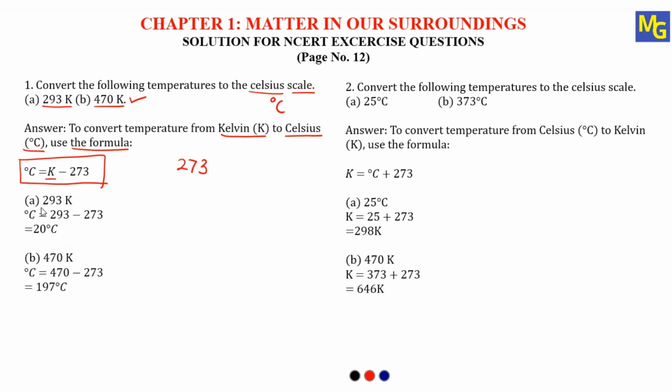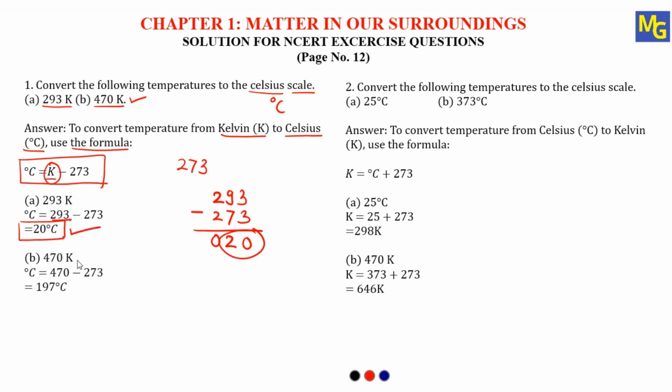We'll start with the first one, that is 293 Kelvin. Take the formula: degrees Celsius is equal to, in place of K, substitute 293 minus 273. So 293 minus 273: 3 minus 3 is 0, 9 minus 7 is 2, and 2 minus 2 is 0. So the answer is 20. Therefore, we write 20, and the unit is degrees Celsius.